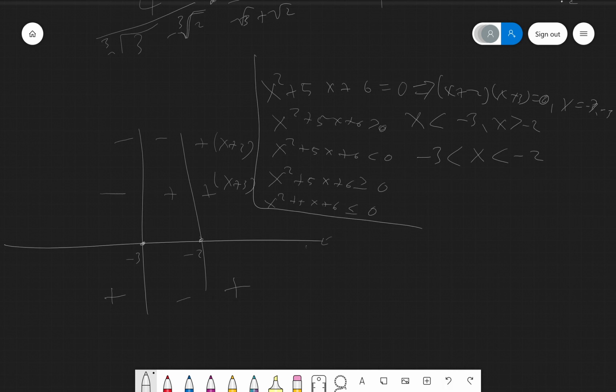Now here, we're going to have those equalities. So if it's greater than or equal to 0, it's just the greater than 0, but also equal. So we have x is less than or equal to negative 3, and x is greater than or equal to negative 2. Okay? And then this one also goes here, so we have negative 3 is less than or equal to x, which is less than or equal to negative 2. And that's basically how you do it.